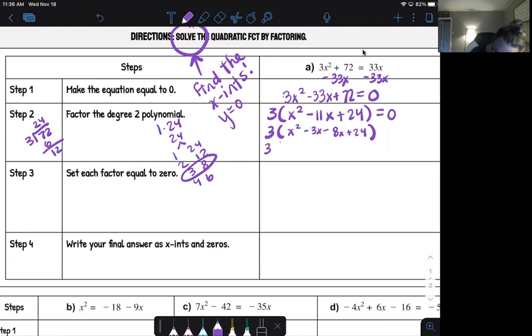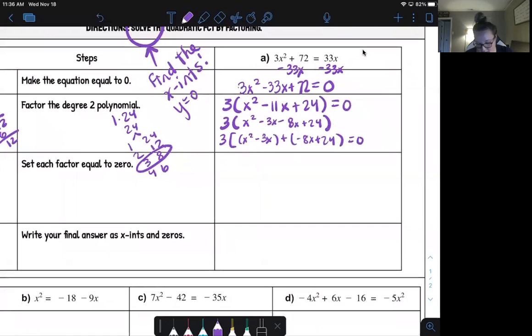Then we're going to have 3 times, I'm going to put x squared minus 3x in parentheses, going to put a plus sign and then negative 8x plus 24 in parentheses equals 0. And I am out of room. Whose idea was it to put this in such a tiny space? All right, I'm going to bring this work up here actually.